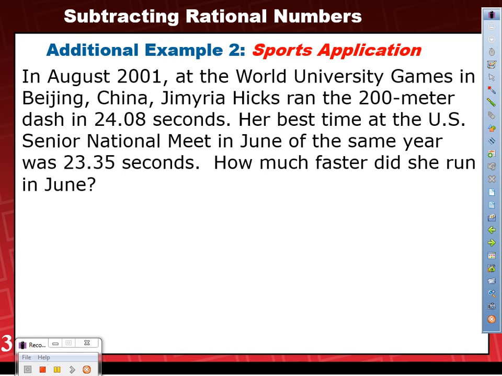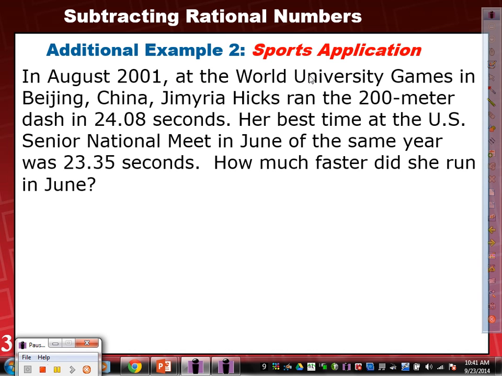Copy this one. It says example 2. In August 2001 at the World University Games in Beijing, China, Jamira Hicks ran the 200-meter dash in 24.08 seconds. Her best time at the U.S. Senior National Meet in June of the same year was 23.35 seconds. How much faster did she run in June? Copy that. You got 1 minute.